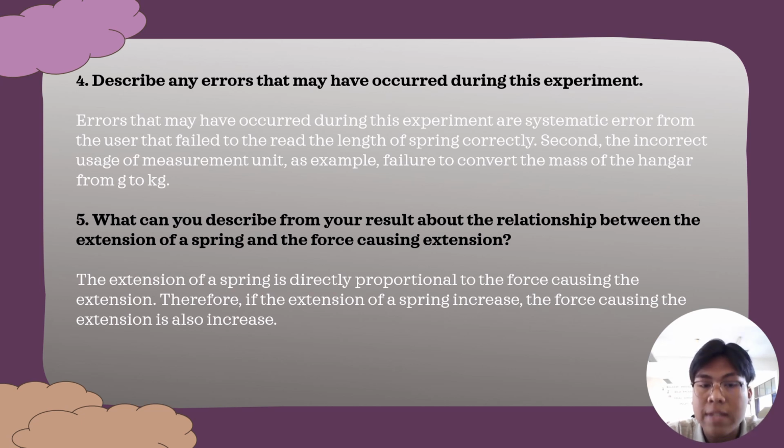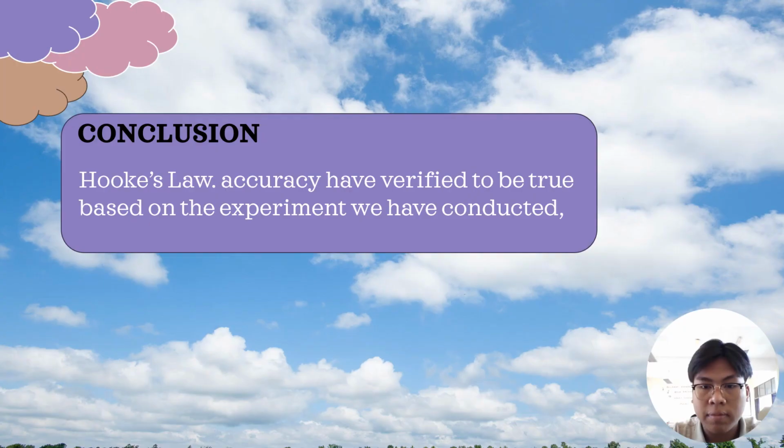Question number 5 is, what can you describe from your result about the relationship between the extension of the spring and the force causing the extension? So the answer is, the extension of the spring is directly proportional to the force causing the extension. Therefore, as the extension of the spring increases, the force causing the extension also increases.